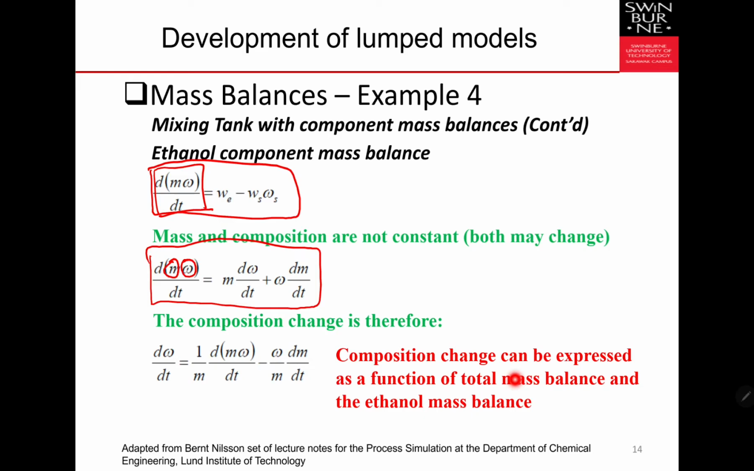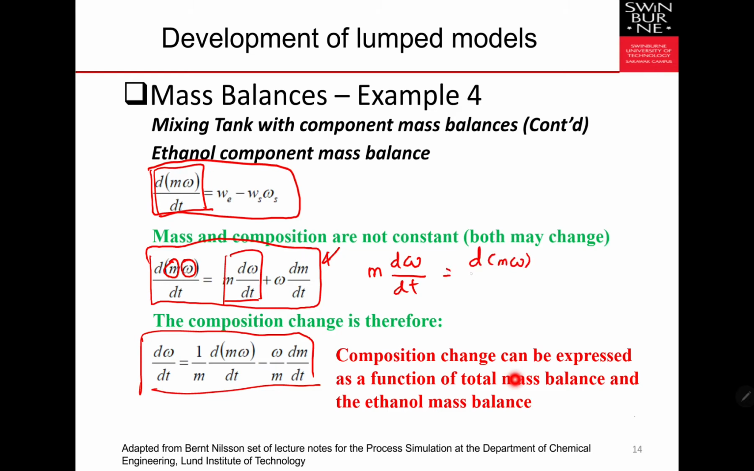Okay, and we can basically derive this term in here from this term in here. Okay, so we are dealing with this one. For example, M d omega over dt will be equal to d m omega over dt minus omega dm over dt. Then we divide the left hand side expression with m, and also the right hand side expression with m.